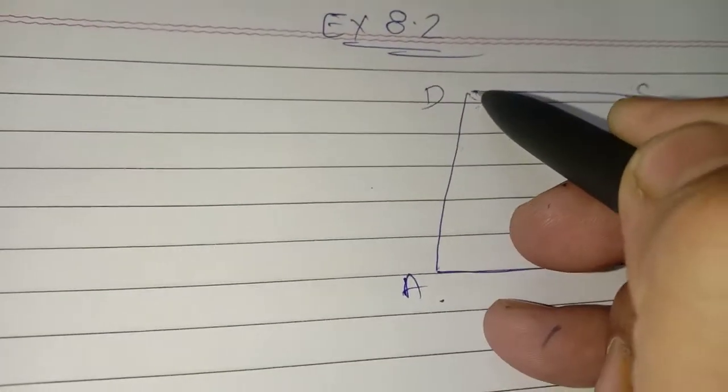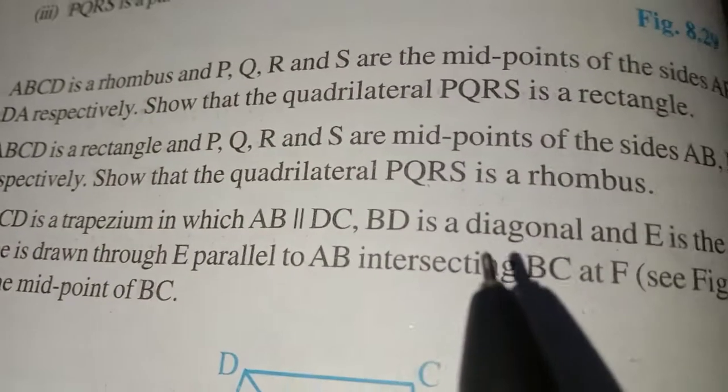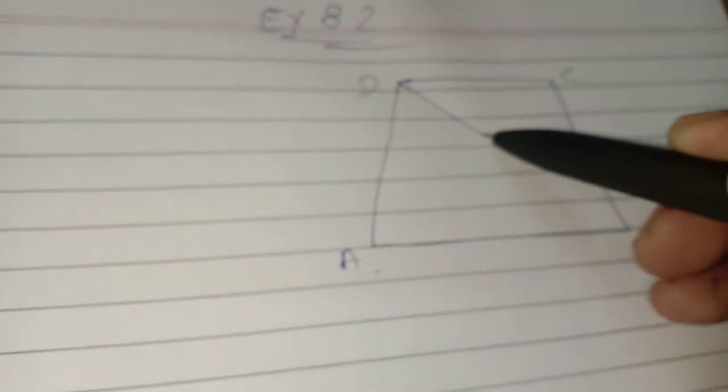A, B, C, D. I would like to suggest once again that please refer to the diagram for each and every question. That is important. So ABCD is a trapezium and BD is the diagonal and E is the midpoint of AD. Now BD is given as diagonal. So let's draw a diagonal here, BD, and E is the midpoint of AD. E is somewhere, it is the midpoint of AD.